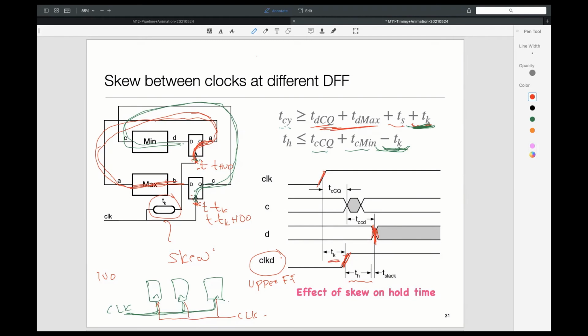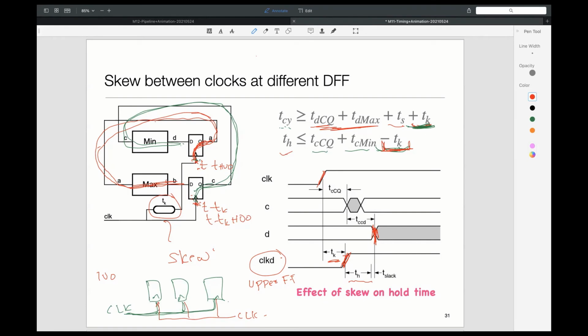So if TK goes up, then I'm more at risk of violating the hold time. And that is what you are seeing in this equation: if TK goes up, then the right-hand side goes down. And for a given hold time, I will potentially reach a violation, right? I mean, if TK is too large, then minus TK would subtract away a lot of my margin, and I will run into a violation out here.